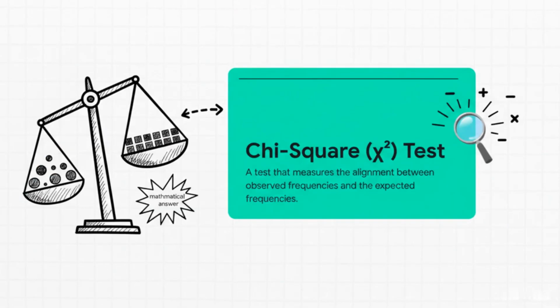Well, the chi-square test is the tool that gives us a mathematical answer. It puts a number on the difference between what we actually see, our observed data, and what we expected to see. Then, and this is the cool part, the test tells us if that difference is big enough to be statistically significant or if it could have just happened by random chance.